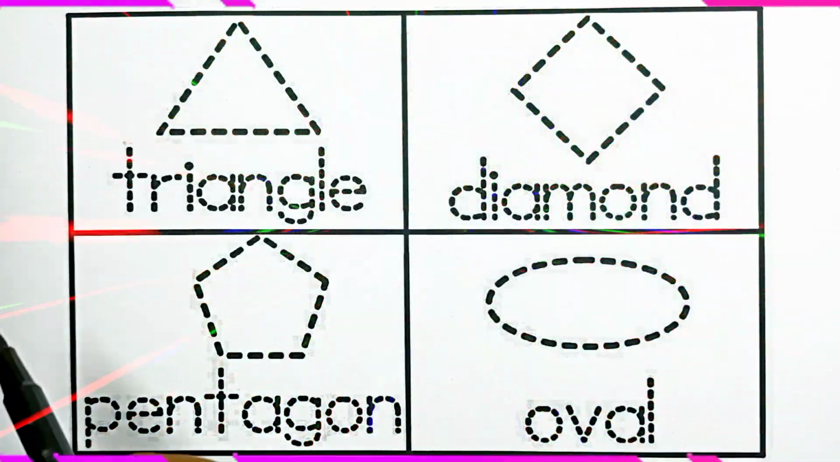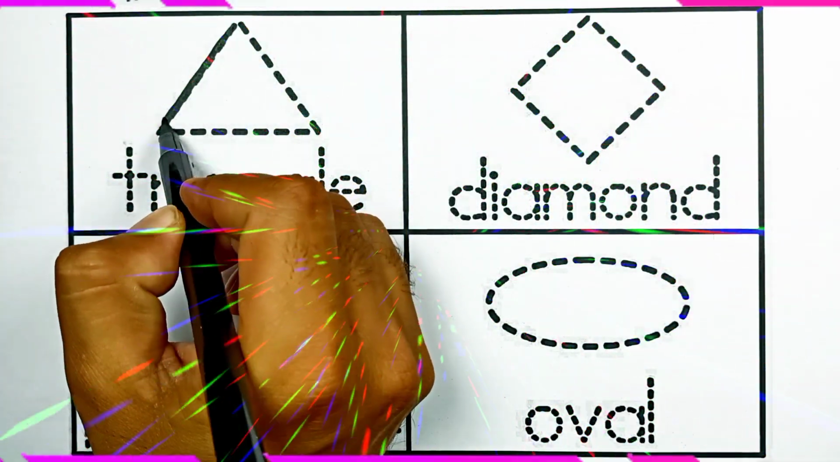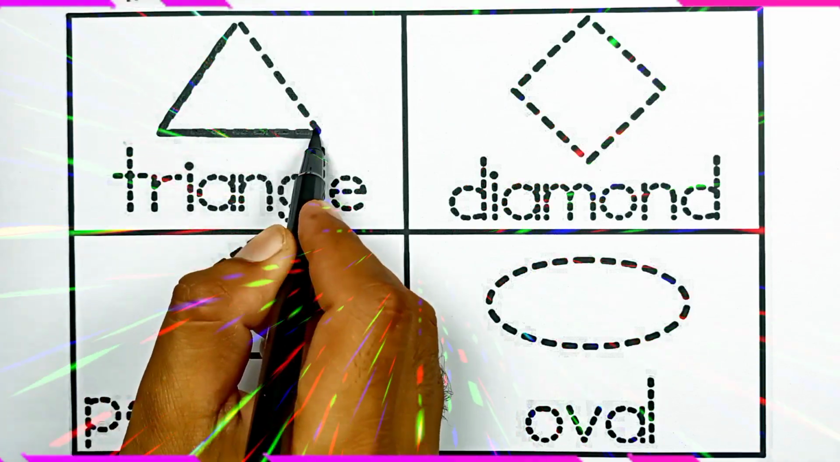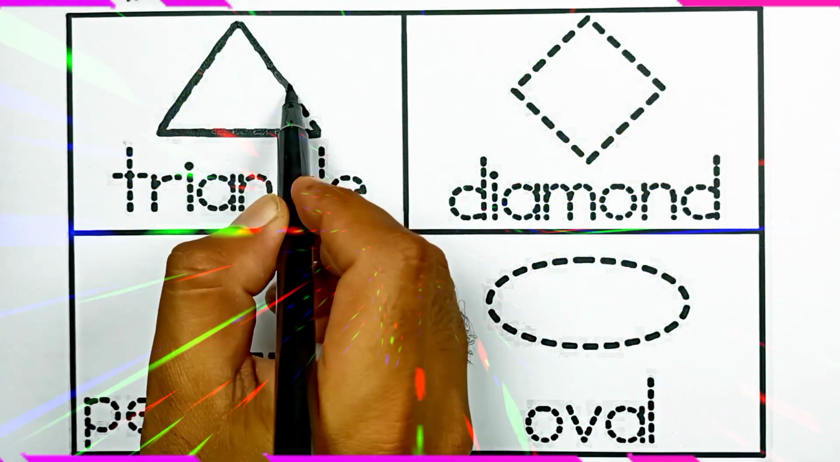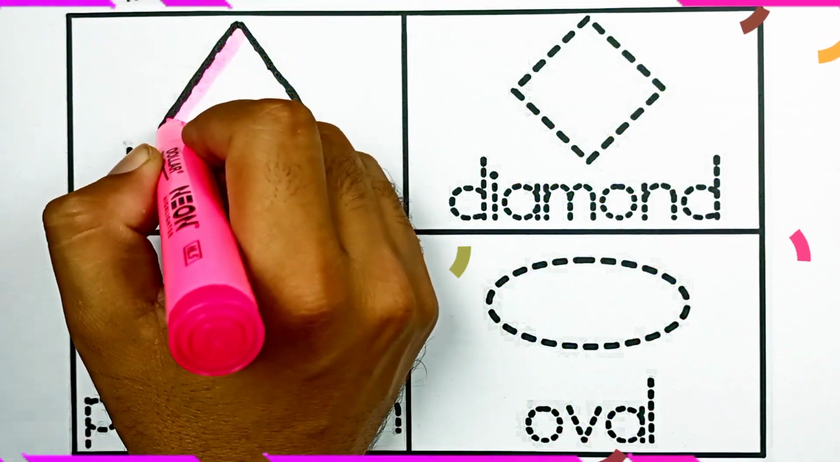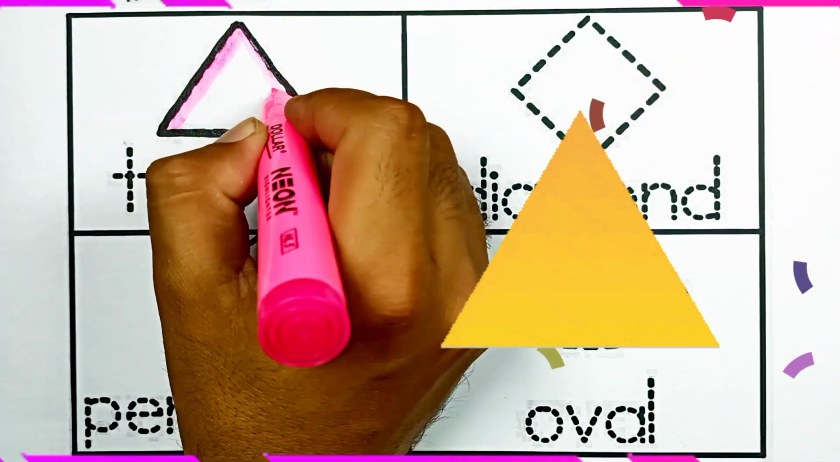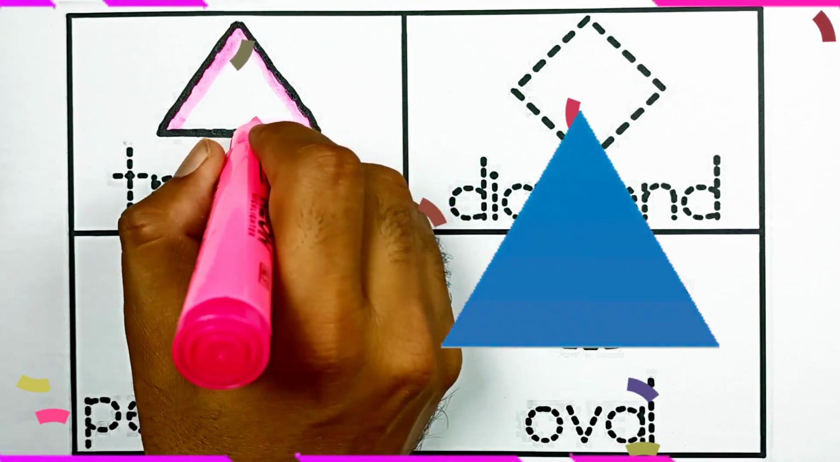Coloring and tracing the shapes: triangle shape, diamond shape, pentagon shape and oval shape. Tracing the triangle. Pink color, coloring the triangle. T for triangle.